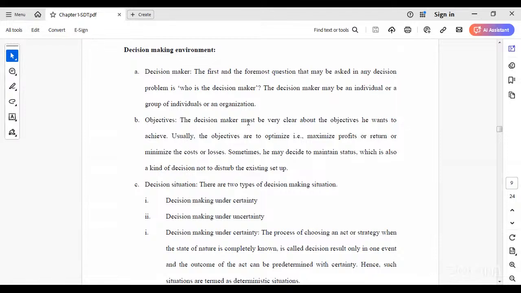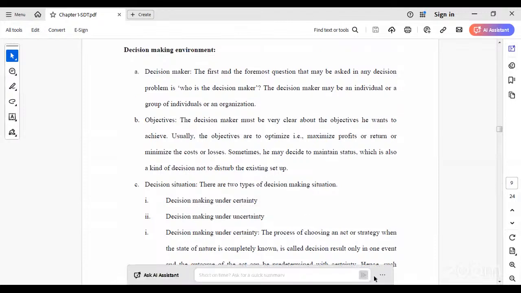Decision making environment. The first and foremost question that may be asked in any decision making problem is, who is the decision maker? The decision maker may be an individual, or a group of individuals, or an organization.